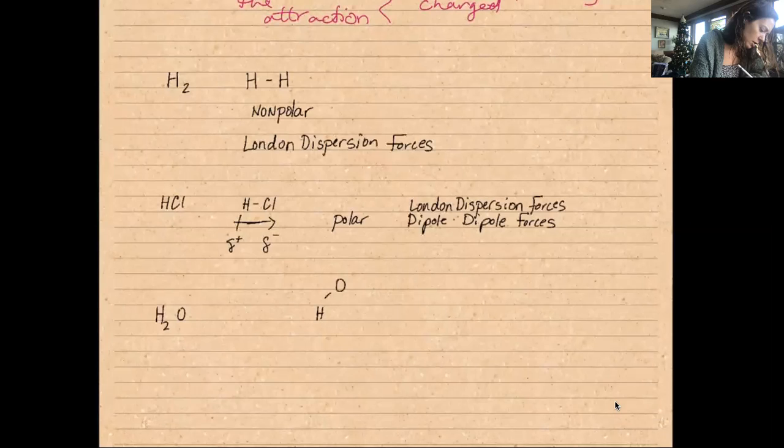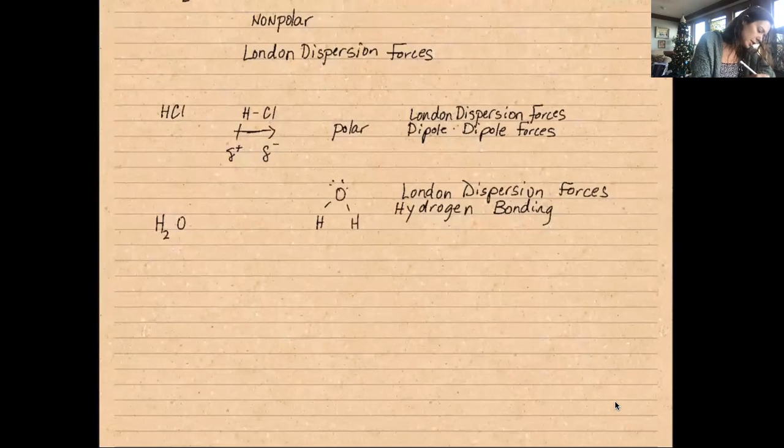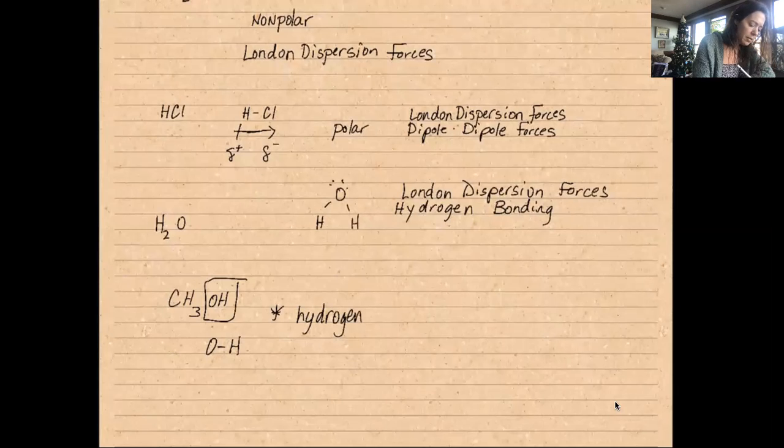And then lastly, we could do H2O. Notice we have hydrogen attached to a small and extremely electronegative oxygen. So here we have London dispersion forces because they exist between all solids and liquids. We also have hydrogen bonding, which is the special type of dipole. If you see an OH group, that means you've got an O dash an H and that you have hydrogen bonding. Okay?